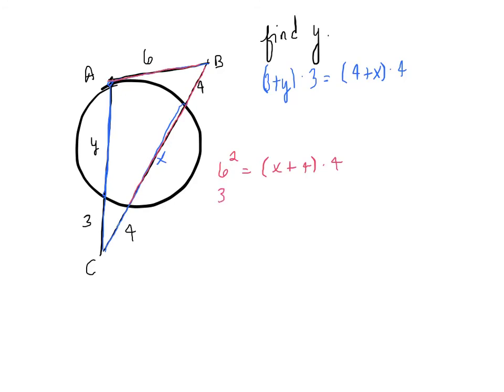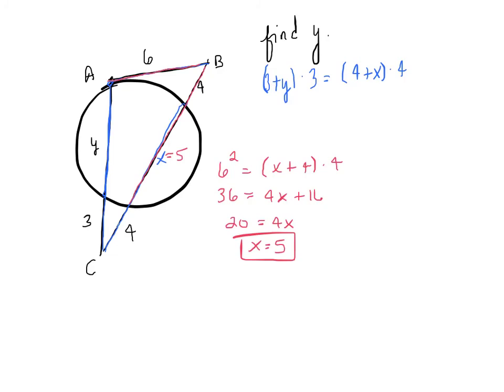So that's 36 equals 4x plus 16. If we subtract 16, we get 20 equals 4x, and x must be 5. So once we know that this inner part here is 5, we can go back and solve our original equation.